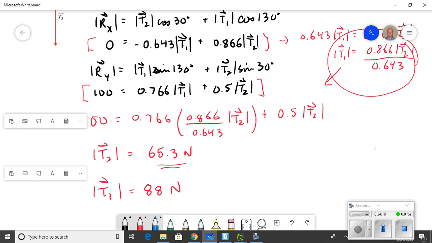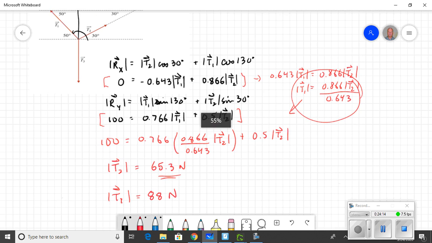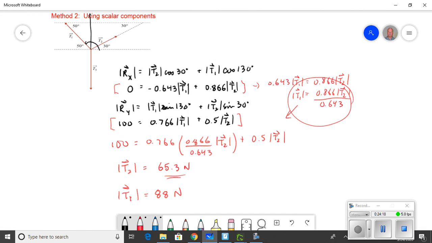I find this method a little bit more challenging. There's a lot of physics going on in here, and you guys are welcome to use this method of scalar components. I don't find it as intuitive as the other method, the triangle method, but again, it's really up to you guys to understand these and how these work.